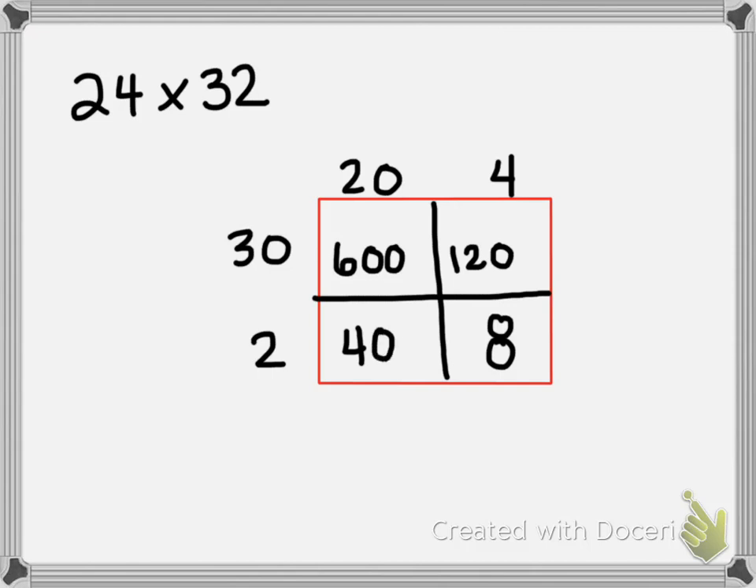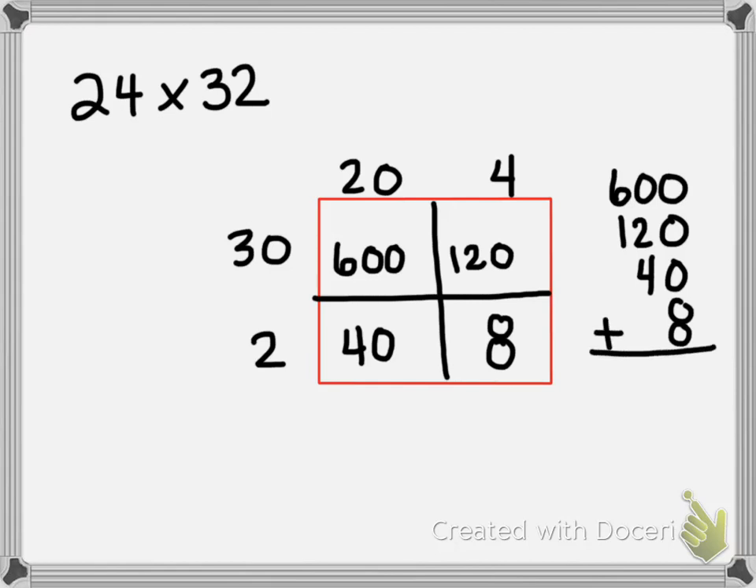Now all we're doing at this point is adding up the 4 numbers that we have. So we have 600, we have 120, we have 40, and we have 8. And we're adding up all those numbers. So my ones column is 8, tens column, it's 4 and 2 is 6, and then my hundreds column is 6 and 1 is 7. So our product for 24 times 32, or the answer, is going to be 768.